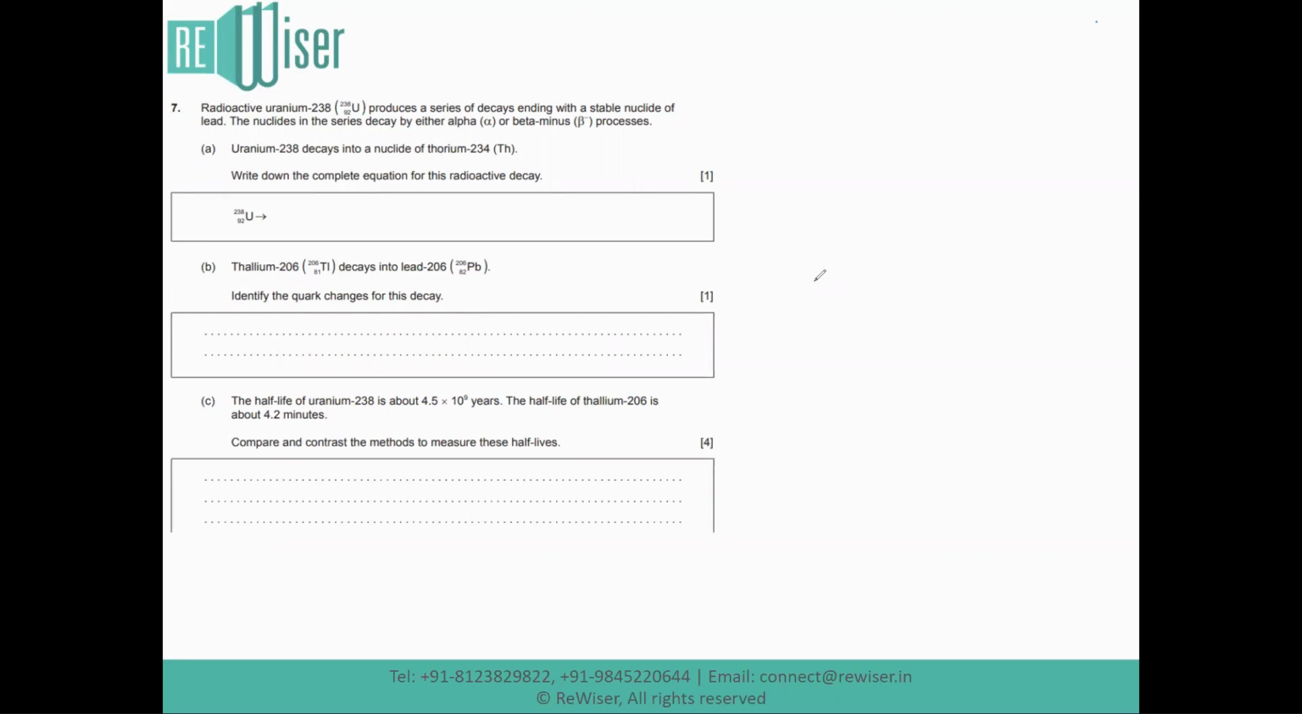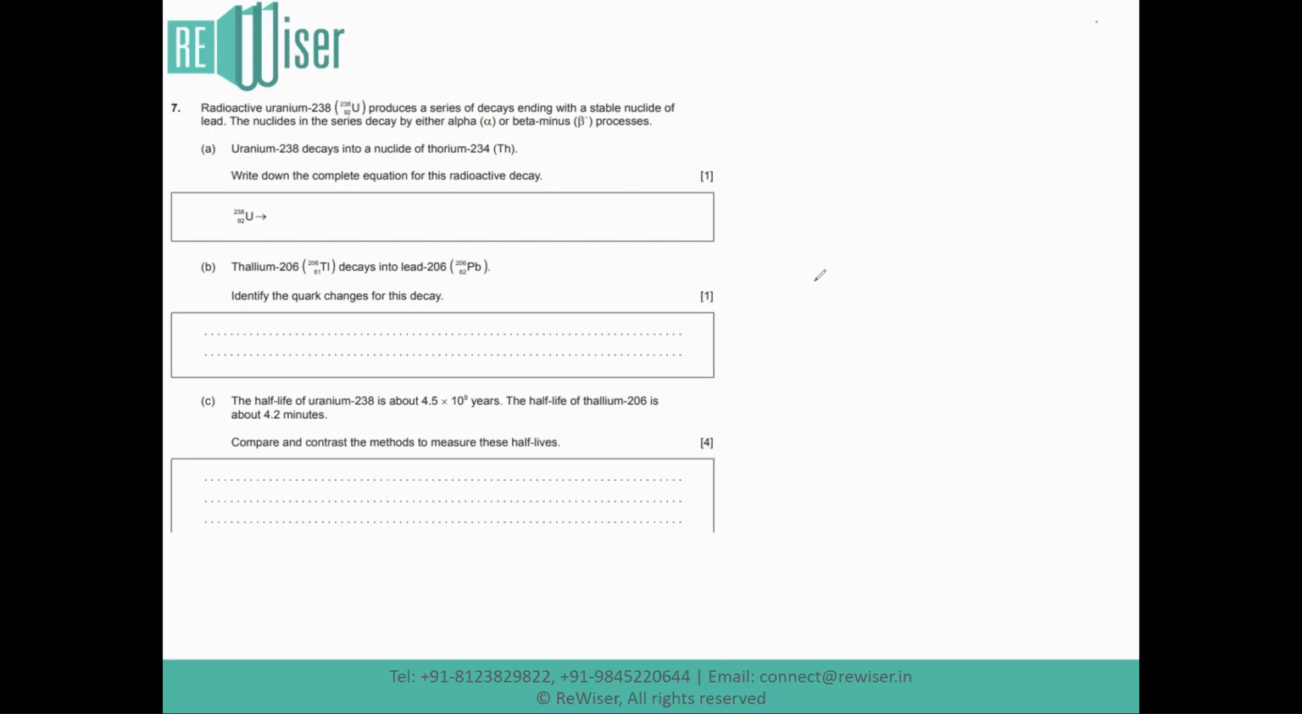Here we have a question on nuclear physics. Let's begin. Radioactive uranium with the atomic mass 238 and atomic number 92 produces a series of decays ending with stable nuclei of lead. The nuclei in this series decay by either alpha or beta minus processes.